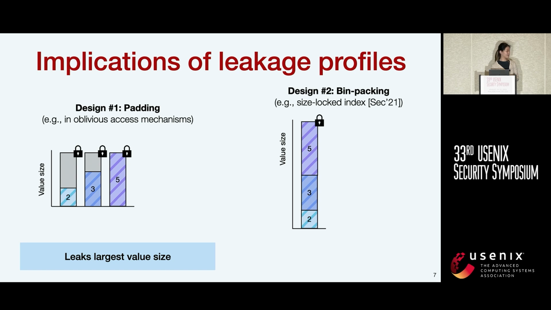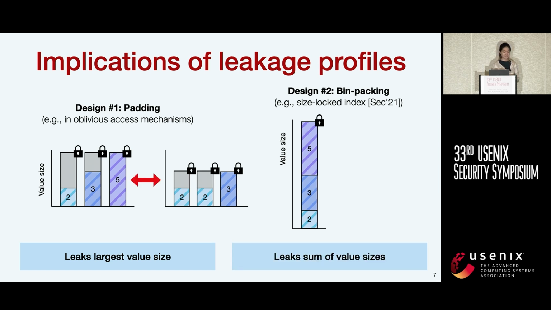And if we execute this scheme on a data set with a different largest value size, then the adversary can distinguish between these two executions. Design 2 leaks that the sum of value sizes is 10. And this allows the adversary to distinguish between data sets with different sums of value sizes.